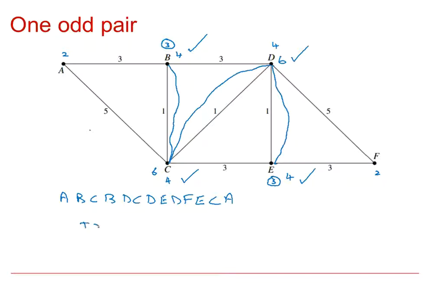And the total weighting would be the original weighting for the problem, so the original network added up to 25, and then we've repeated BC, CD, DE, so that's an extra 3, so it adds up to 28. This is the shortest, most efficient way of travelling along every edge at least once.